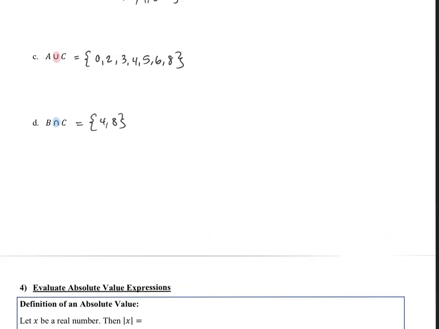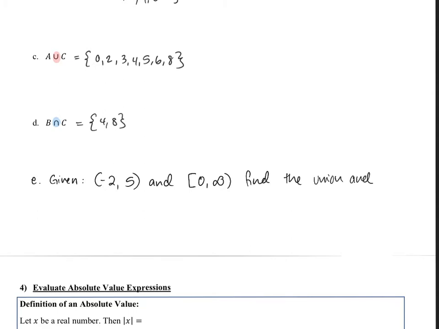And then I'm going to add one other problem here. Okay, so here we go. Given the two intervals, -2 to 5 and 0 to infinity, find the union and the intersection.